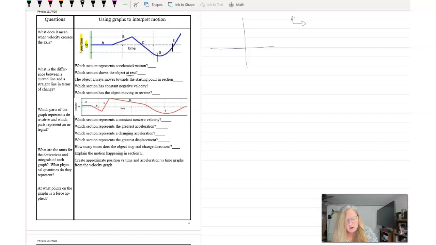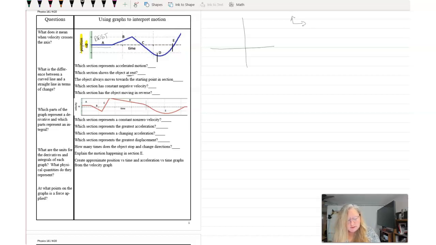Okay, so when I look here and I'm at point 0 and I stay at point 0, that means I'm at rest. So here I'm at rest. I haven't moved from my origin.